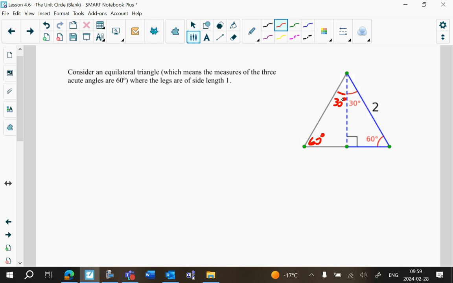If I create the blue one from the equilateral, what would this length be? What's this length? What's this length if it's an equilateral triangle? 2. So therefore, this would be 1. And focus on the blue right triangle. What would this length be? Well, I have to use Pythagoras. So this time it's a leg that I'm finding.